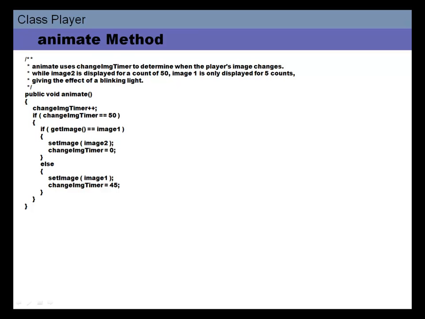Finally, in the animate method, you let one image display for a count of 50, while the other displays for a count of 5. Doing so will create a blink-in effect. Finally, save and close this class, then save and compile your scenario.